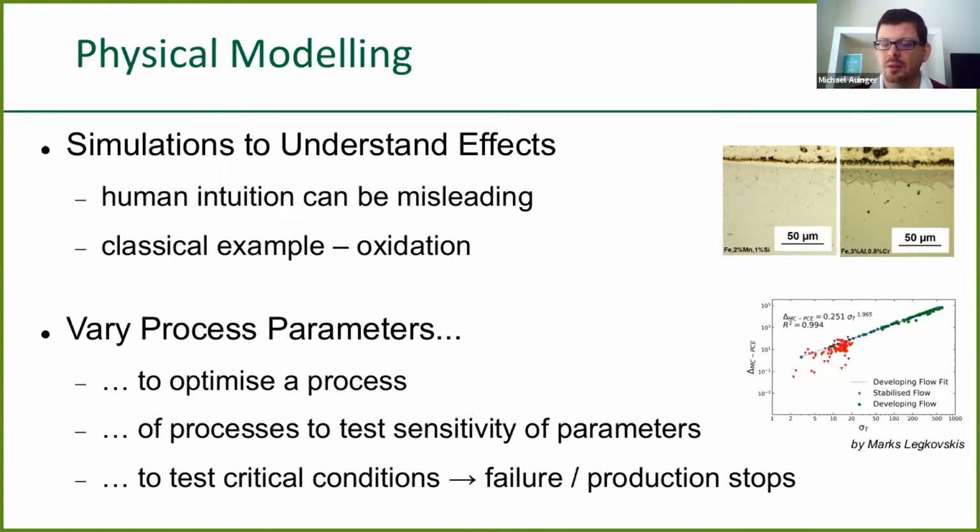So you can use this to optimize the performance of individual processes, but you can also test the sensitivity of individual parameters. What happens if the temperature increases by 5 degrees? There might be fluctuations. What happens actually to the quality of the product? Or, as already mentioned, to go even further outside the usual range of operations, where you can test critical conditions that you never want to have in an industrial line, such as failure or sudden production stops.